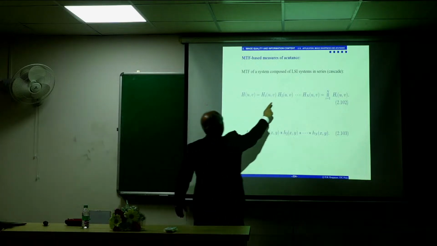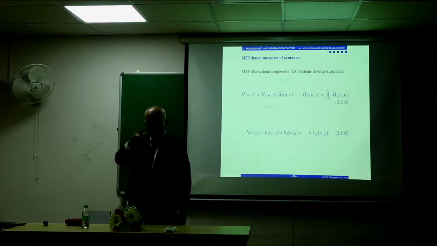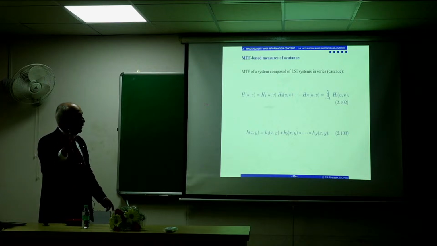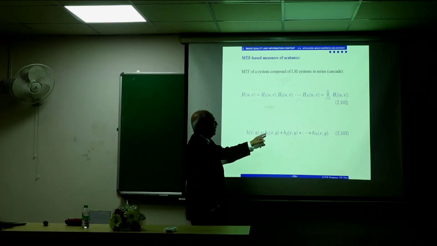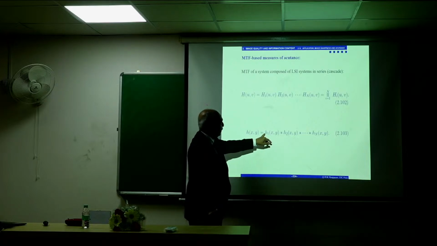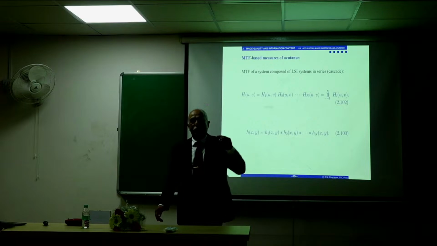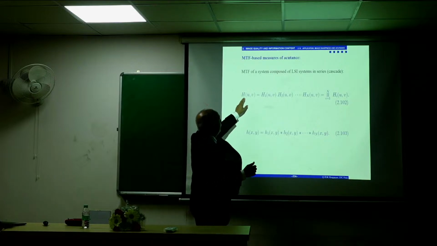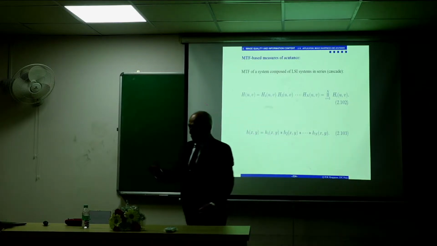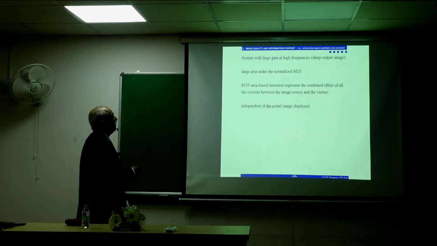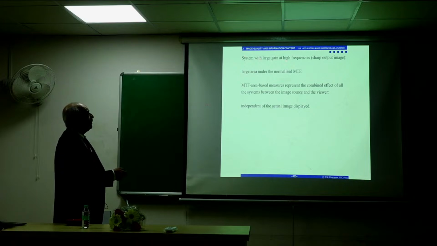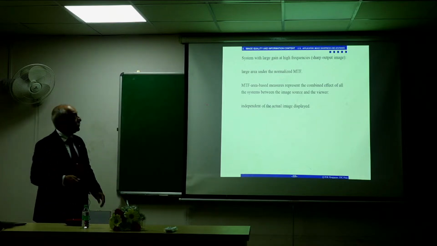So H1(u,v), H2(u,v), when you have a number of linear systems in series or cascade, the net or total MTF is the product of all the individual MTFs. The final output image is the convolution of the input image with the convolution of all of these point spread functions, because it's going in cascade. So you take that product and take the area under that curve. There are different ways of normalization. The basic idea is a system with large gain at high frequencies will give you a sharp output image. That means large area under the normalized MTF.